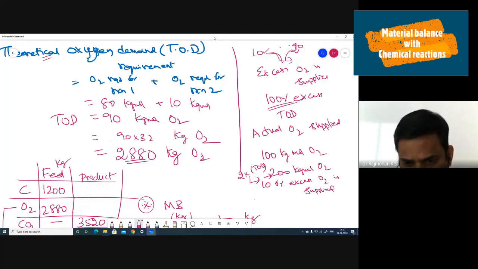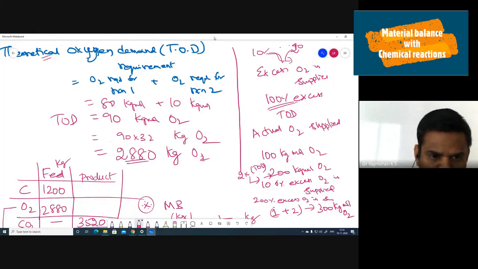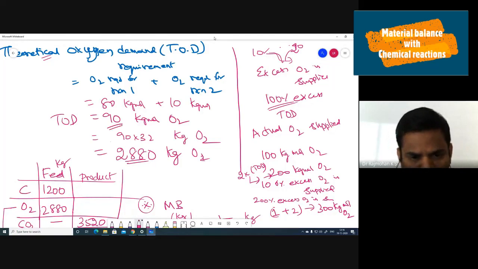What if I say 200% excess oxygen is supplied? It is 300 kg mole: the theoretical oxygen demand of 100 is 1 times, plus 200 times, right? So totally we will be sending 300 kg mole of oxygen to the system. So remember here in terms of kg mole, what we theoretically require is 90 kg mole in this example. But if I am sending 180 kg mole of oxygen into the system, what does it mean? We are sending 100% excess oxygen.